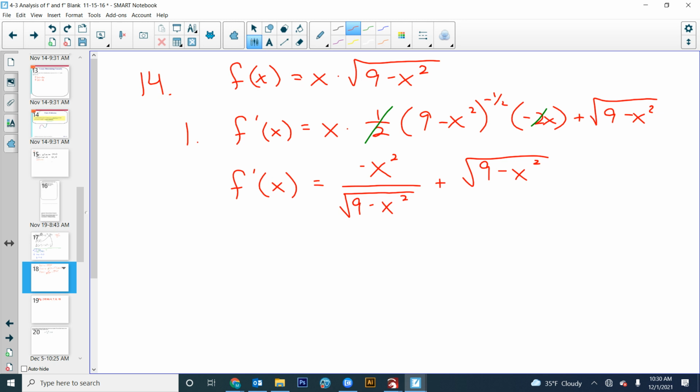This looks like it was a quiz question way back when we did the product rule and chain rule. Do you remember that? Almost to prepare us, almost to practice to get ready for things like this.